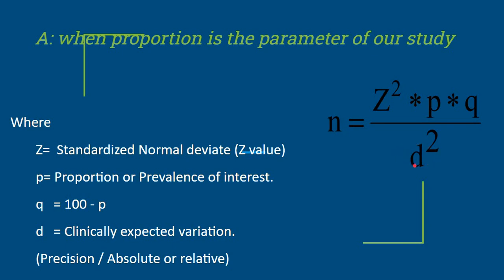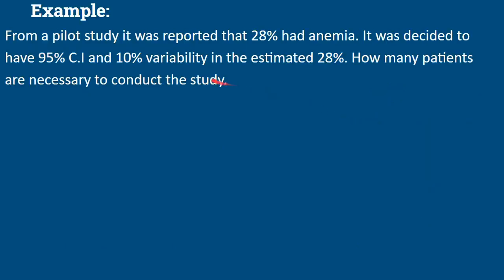This can be either absolute or relative precision. This precision is the value which will be altered by the researcher in order to adjust the sample size. Here is one example. From a pilot study, it was reported that 28% had anemia. It was decided to have a 95% confidence interval and 10% variability in the estimated 28%. How many patients are necessary to conduct the study?